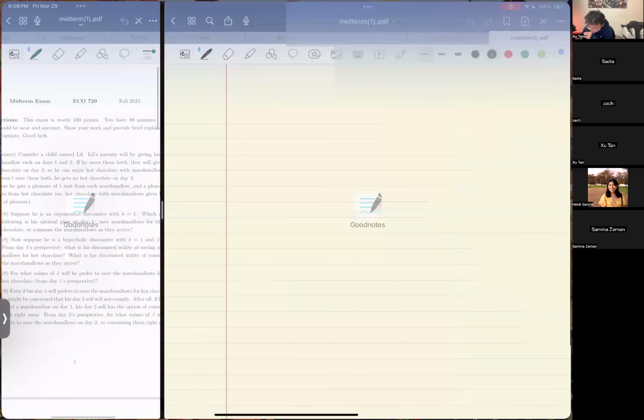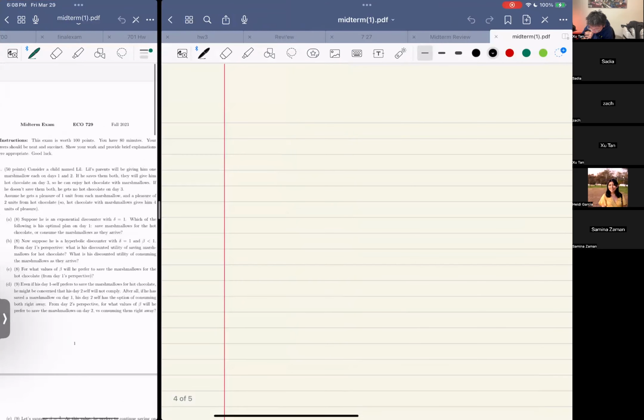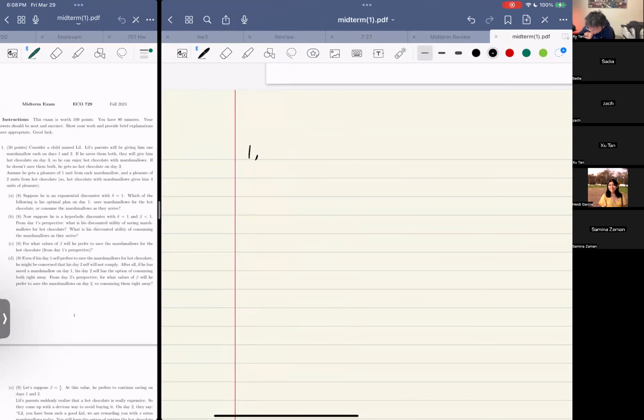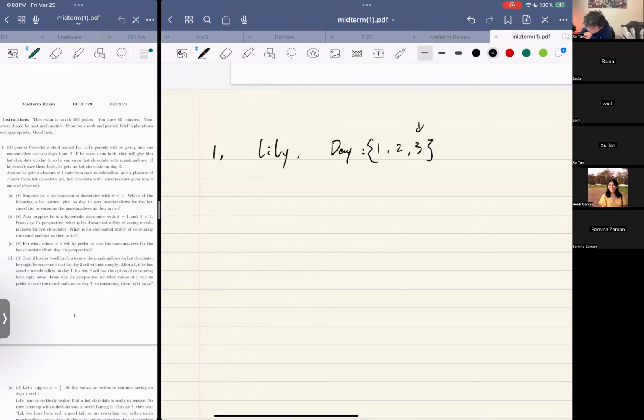Okay, so first question. I'm just going to quickly go over the setup and clarify things. There's a child named Lily. We have day 1, day 2, and day 3. We have a chocolate on day 3, and we have a marshmallow on day 1 and day 2.